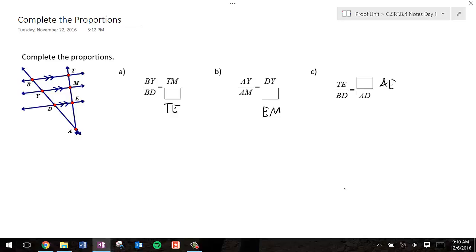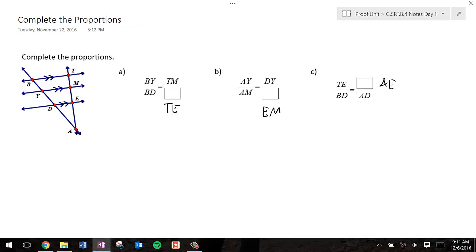So you can see that I've written in the answers here. For our first one, they used between the first and second parallel line over between the first and third parallel lines. So we can do the same thing, between the first and second over the first and third, and that's how I ended up with TE. We're going to follow the same process here for these other ones.